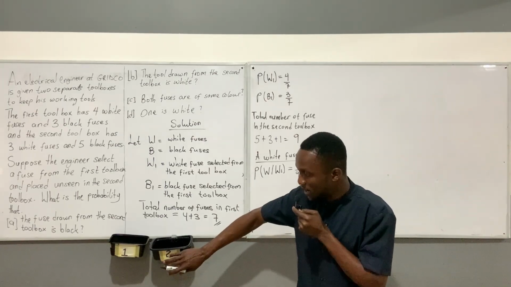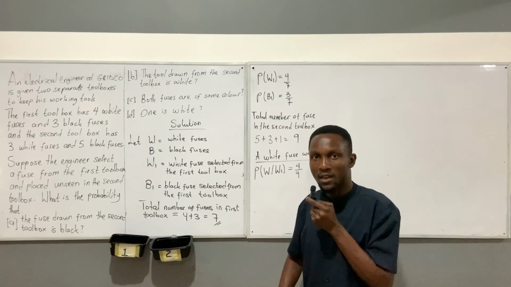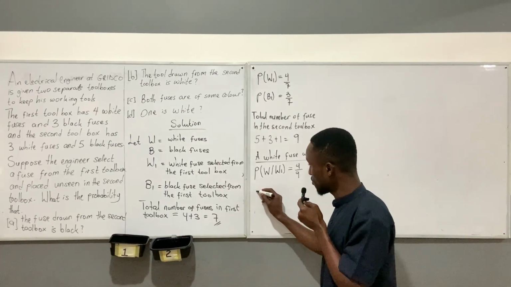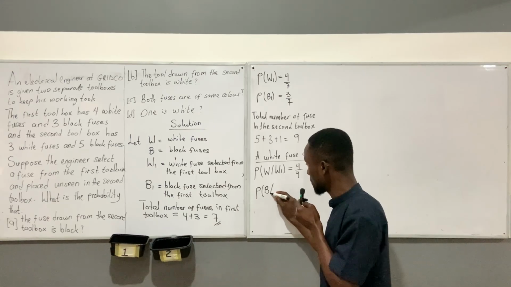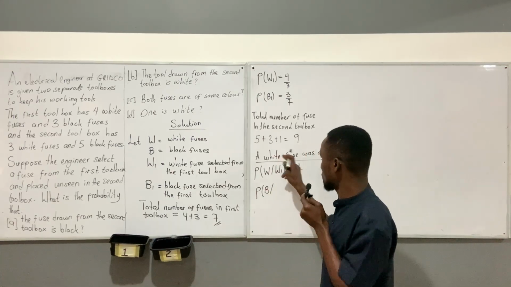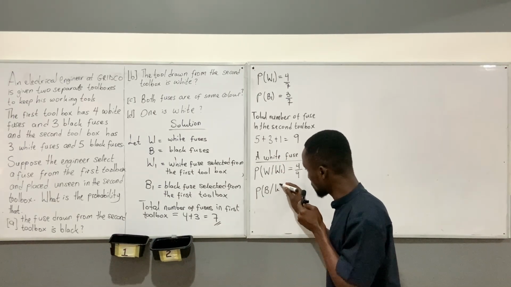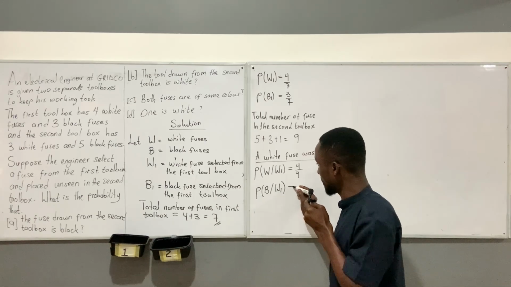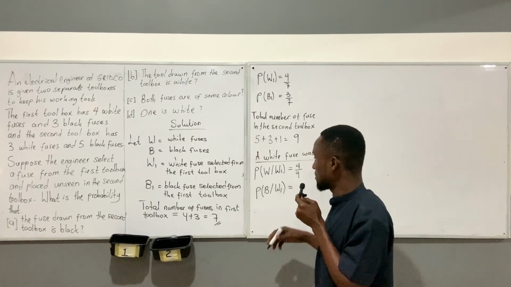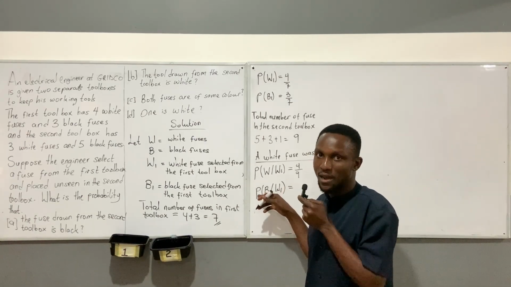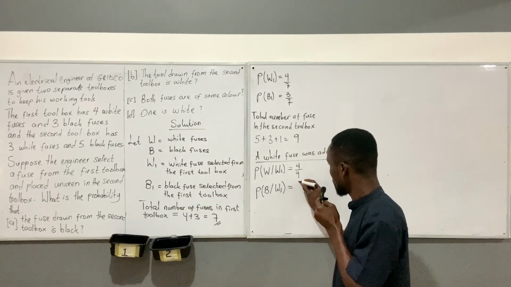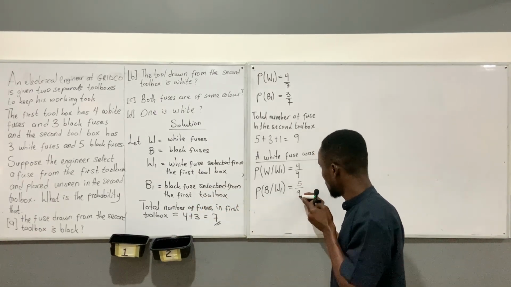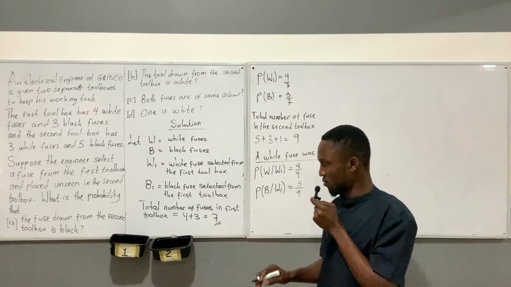We are not done. We need to find the probability of the black fuse here too. So conditional probability of black fuse, given that we are all assuming it was a white fuse from the first box that was added. Now, because it is a white fuse, we can't add it to the number of blacks. So we still have 5 blacks here dividing 9. Do you understand now? Good.